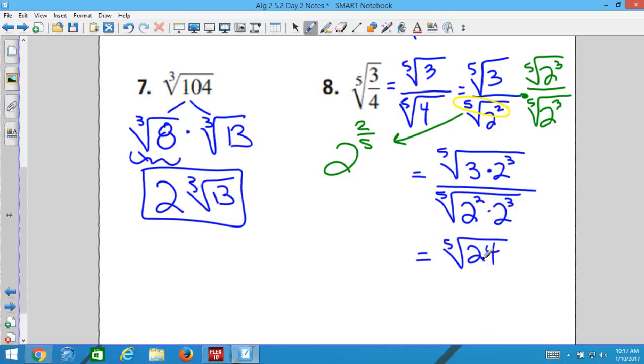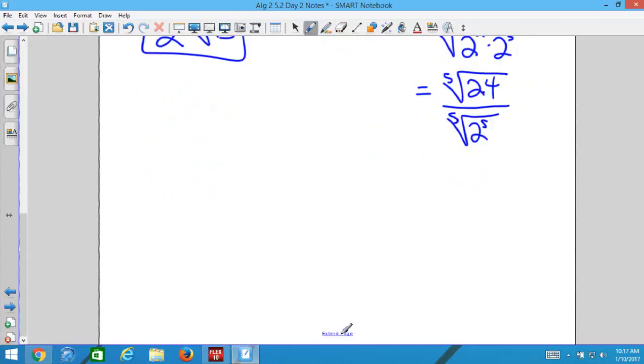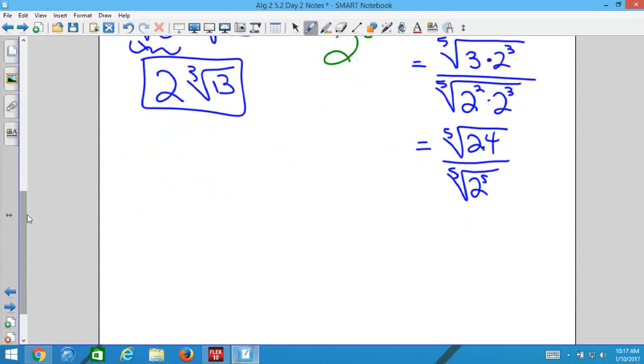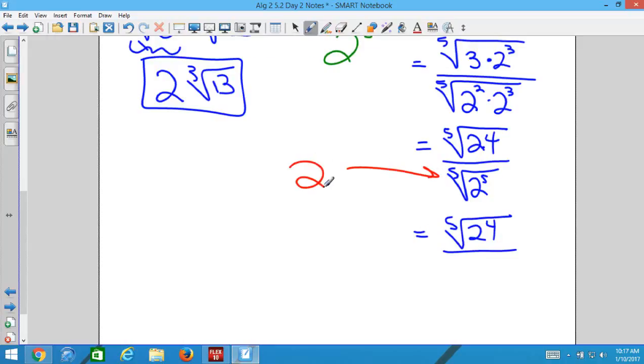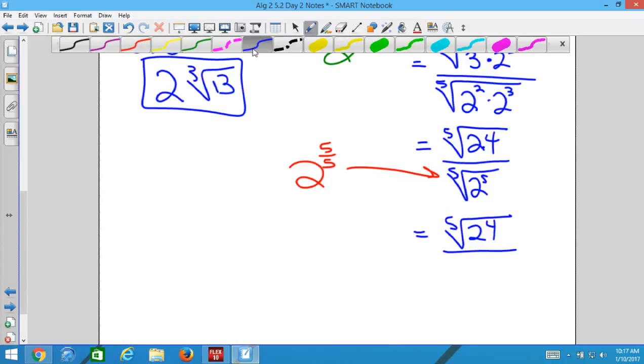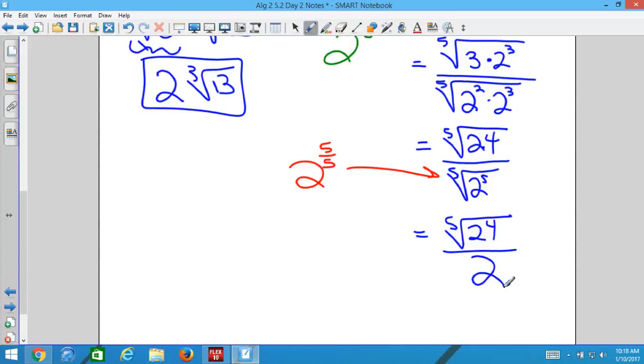Be sure you are using order of operations on top. 3 times 2 to the third, you have to do 2 to the third first, which is 8, times 3, 24. On the bottom, I add my exponents, and I get the fifth root of 2 to the fifth. So on top, put 3 to 24, and then what do I get on the bottom? Sometimes it might help you to look at this being 2 to the 5 over 5. What do I get on the bottom? 2. Thank you. 2. Shocker.